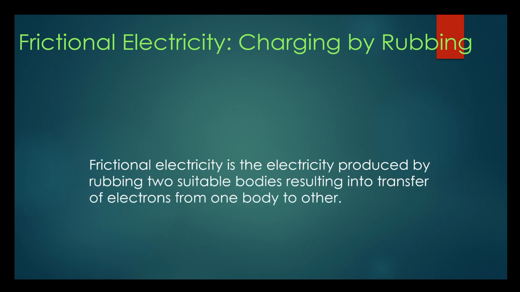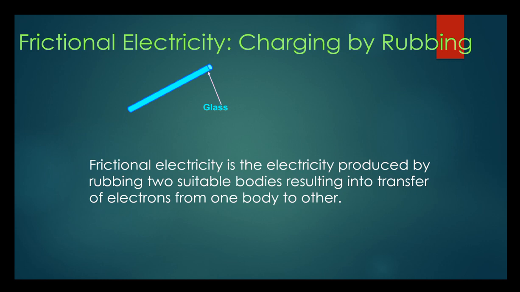Frictional electricity, the definition is the electricity produced by rubbing two suitable bodies. When two suitable bodies are rubbed against each other, and as a result one of the bodies transfers electrons from itself to another body, then we say that the two bodies have become charged due to rubbing, or they have acquired frictional electricity. So let us see some examples of that.